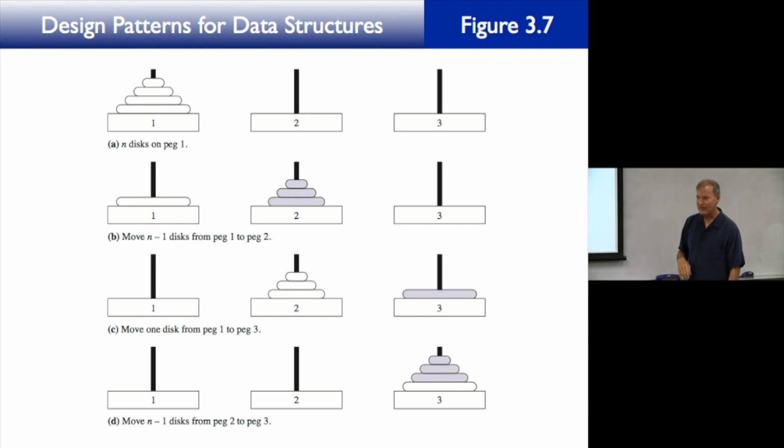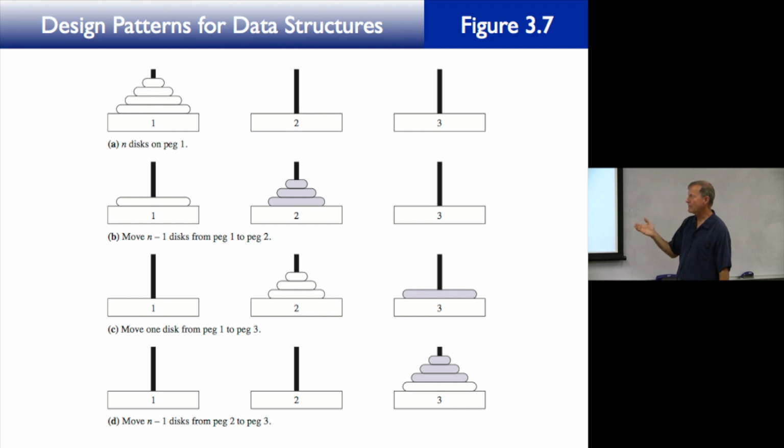Okay. So now, does this look familiar? Figure 3.7. You programmed this when you learned recursion. Towers of Hanoi, right? So how do you move 4 disks from peg 1 to peg 3?